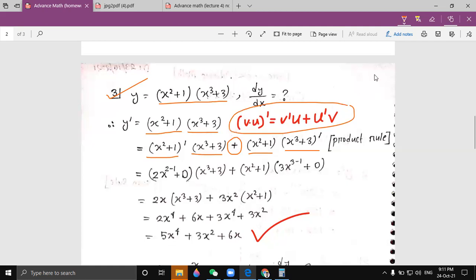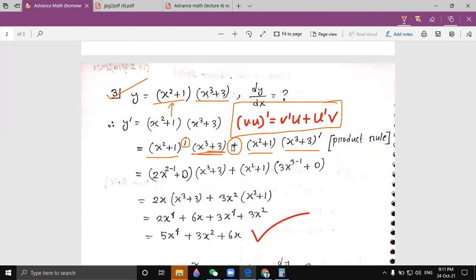Yes, this is the product rule. Here we have this is u and this is v, right? So this is our formula. Firstly, we have to differentiate one function and we have to keep another. Like here, we have differentiated our first function and then we kept our second function.